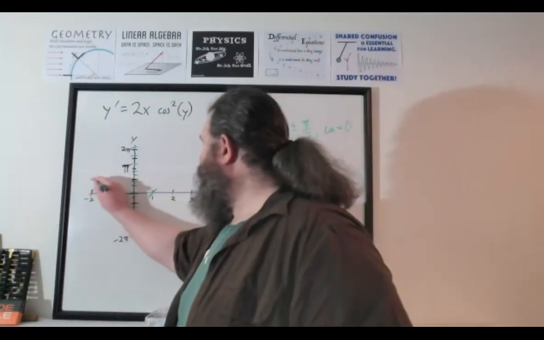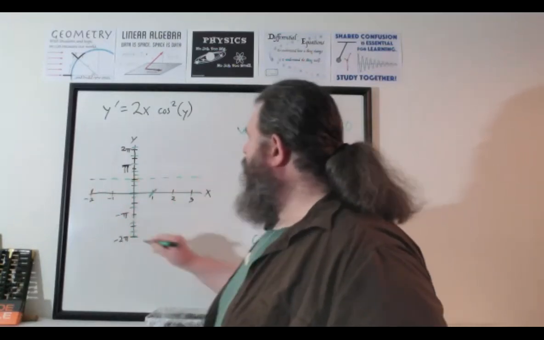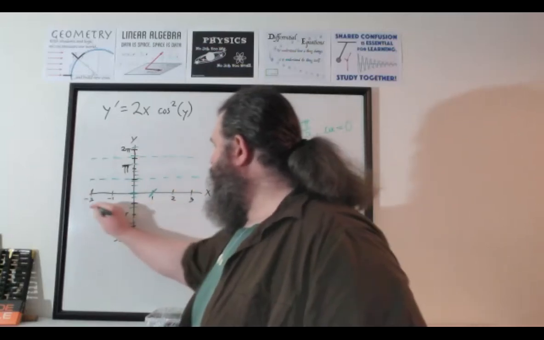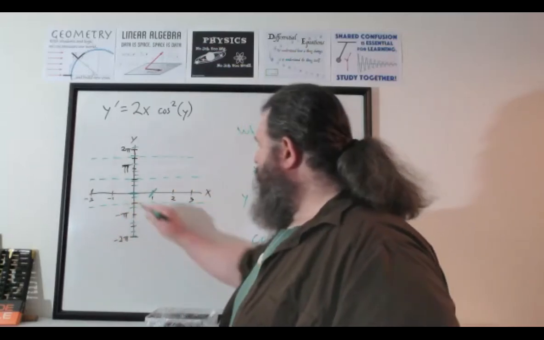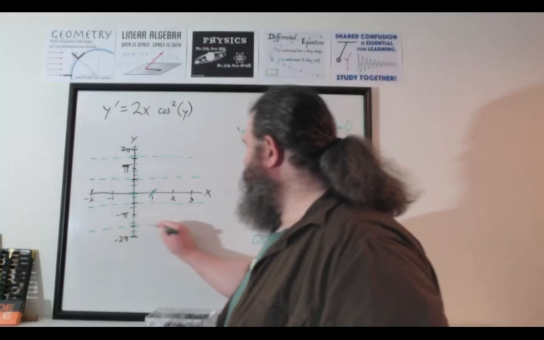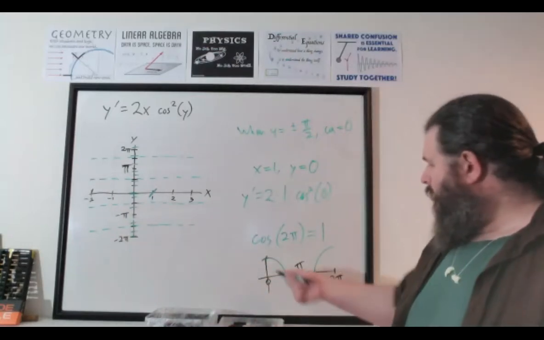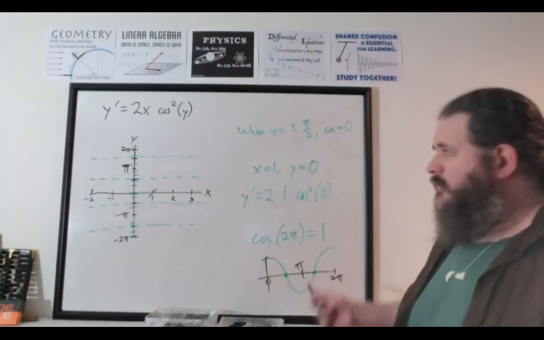So those y values will lead to 0 slope. So pi over 2, 0 slope at any x value. 3 pi over 2, 0 slope at any x value. Negative pi over 2, 0 slope. Negative 3 pi over 2, 0 slope. But if we look in between, 0 or 2 pi lead to the result being 1.